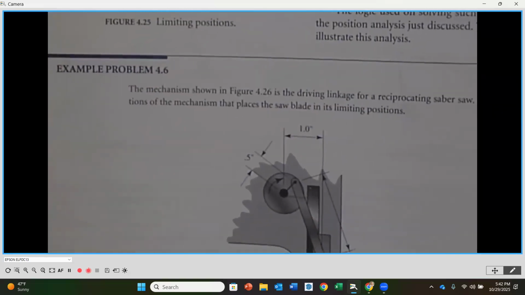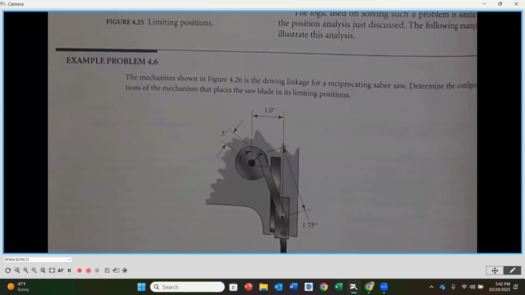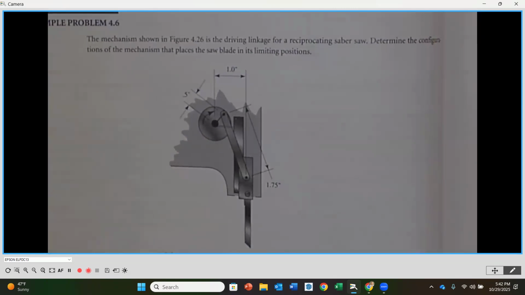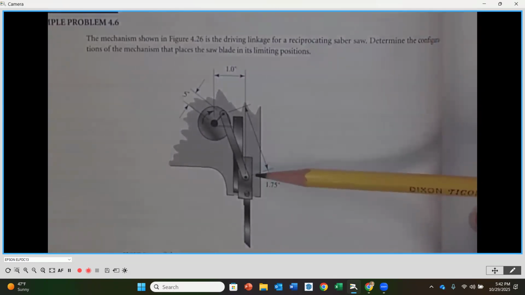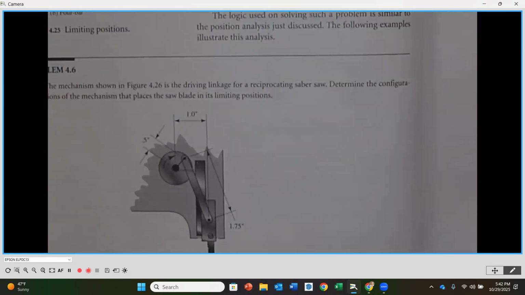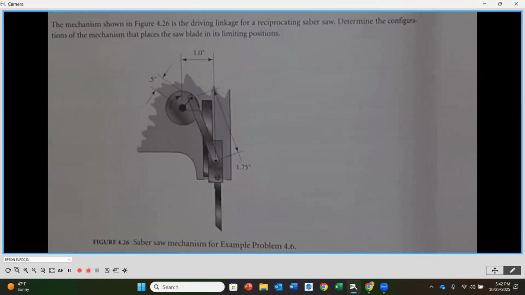So the first example we're going to be looking at is example 4.6, okay? And for this problem, we're going to be determining the limiting positions or the stroke of this blade mechanism for this reciprocating saw. So what it says here, they want us to determine the configurations of the mechanism that places the saw blade in its limiting positions, okay?